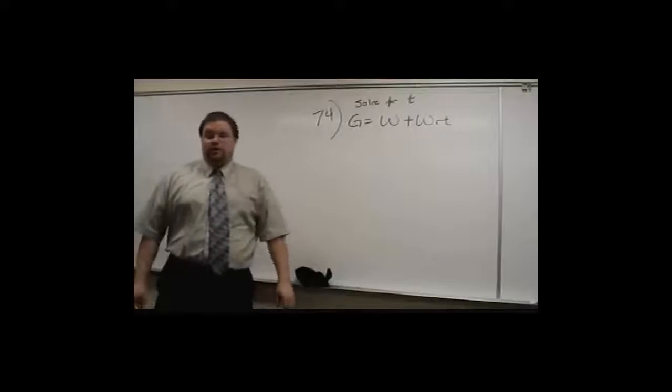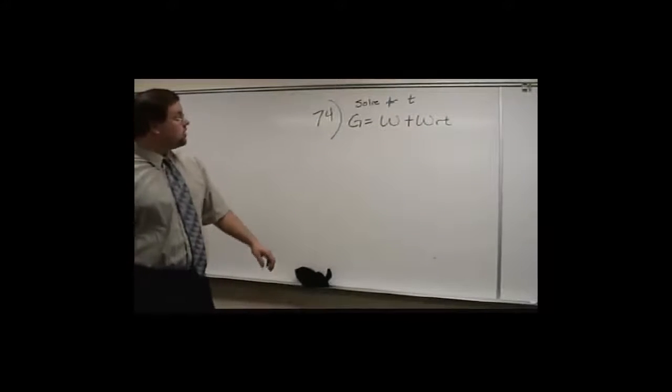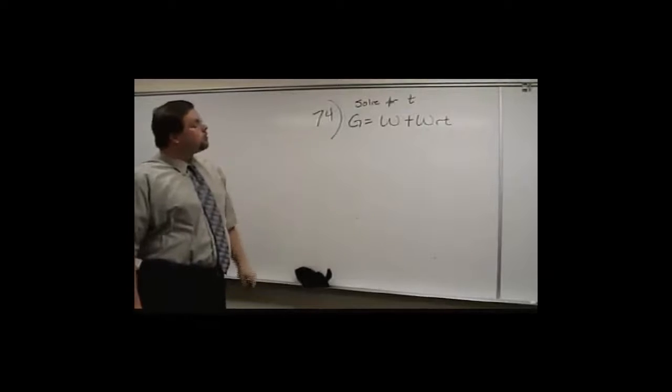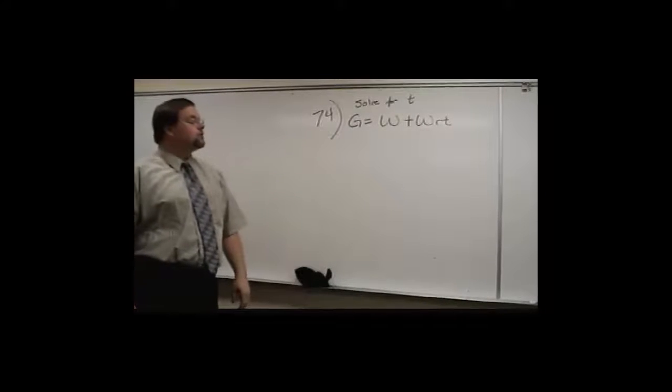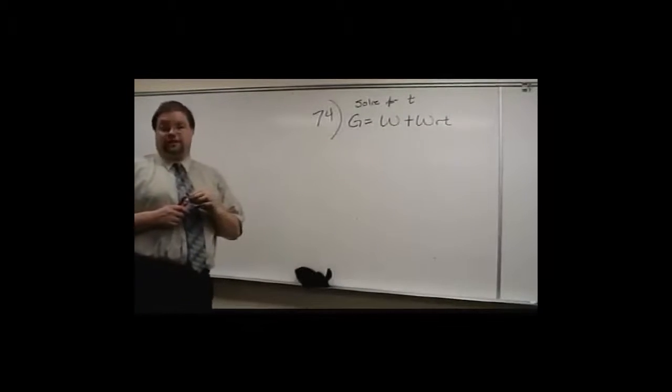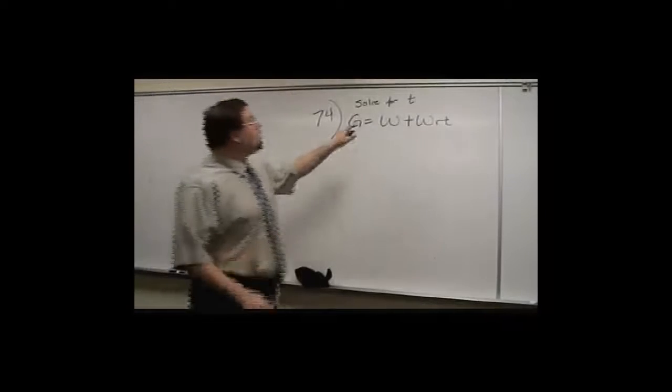Okay, so we're going to also have some formulas or literal equations. So this is number 74. We have G equals W plus WRT. It's very important to read the instructions. It says solve for T.